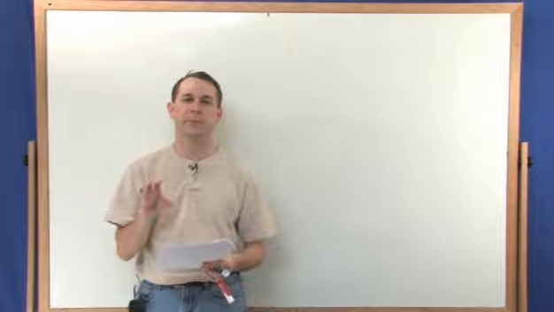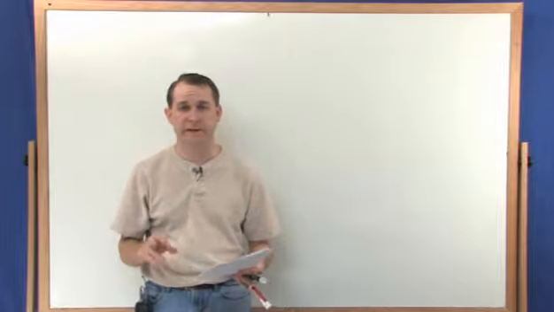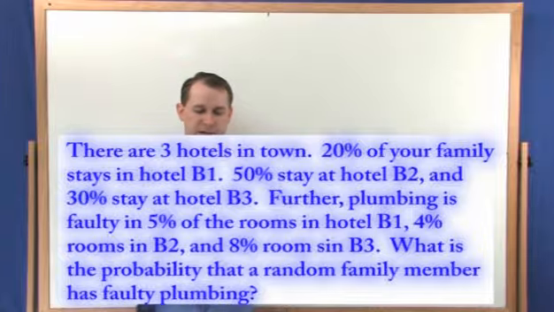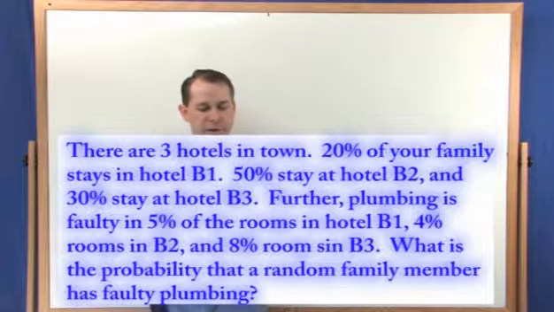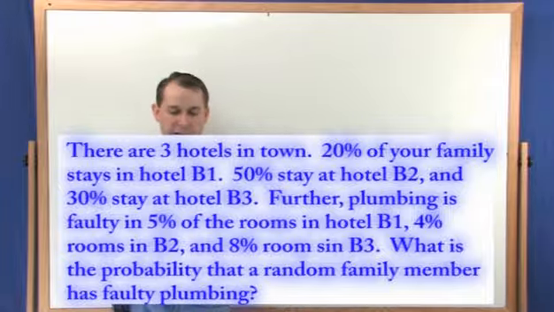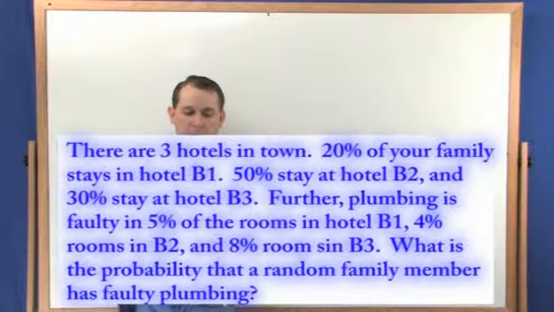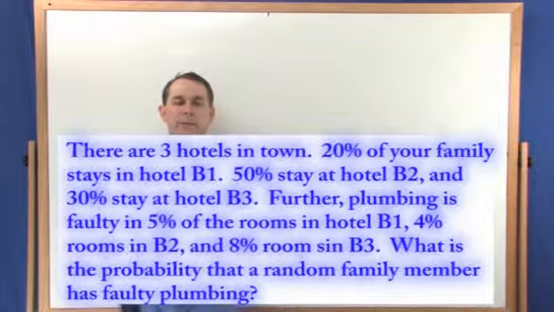Okay, the first problem follows the same mold as all of these problems and goes like this. There are 3 hotels in town. 20% of your family stays at Hotel B1, 50% stay at Hotel B2, and 30% stay at Hotel B3. Furthermore, the plumbing is faulty in 5% of the rooms in Hotel B1, in 4% of the rooms in B2, and 8% of the rooms have bad plumbing in B3.